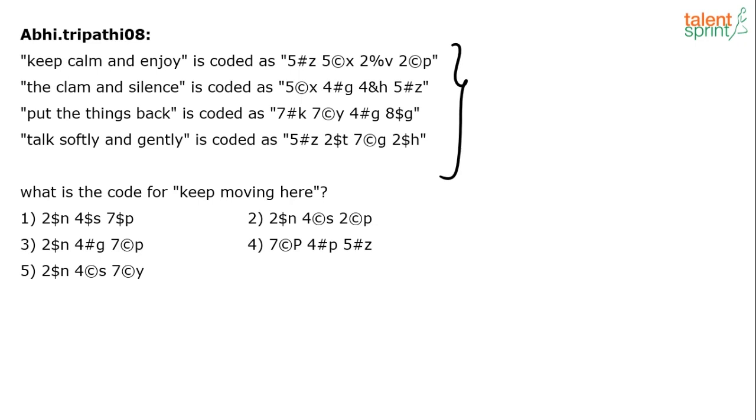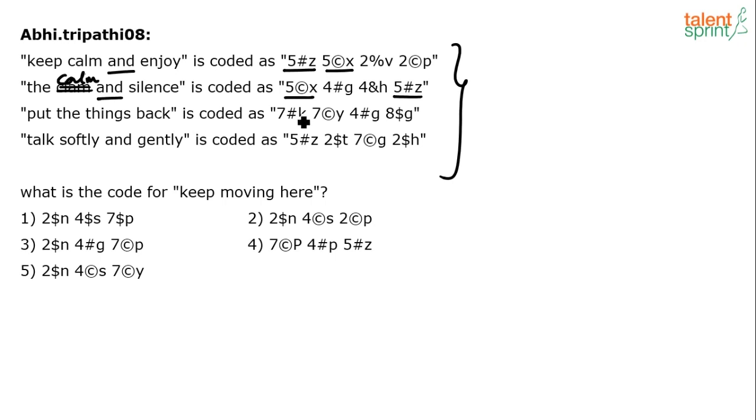Now, I think before we get into the solution, I have one observation. Looks like the second word in the second statement is not clam, but it is calm. There's a typo here. Why am I saying so? Because if you observe, there are two codes common in the first two sentences, right? 5#Z is common and 5©X is also common. But on the other side, when you look at the words, there is only one word common, which is and. Others are different: keep, calm, enjoy, the, clam, silence. But since two codes are common, there have to be two common words. So I'm assuming that this is not clam but calm. So let's take that for granted. This is calm. Otherwise, you cannot solve the question.